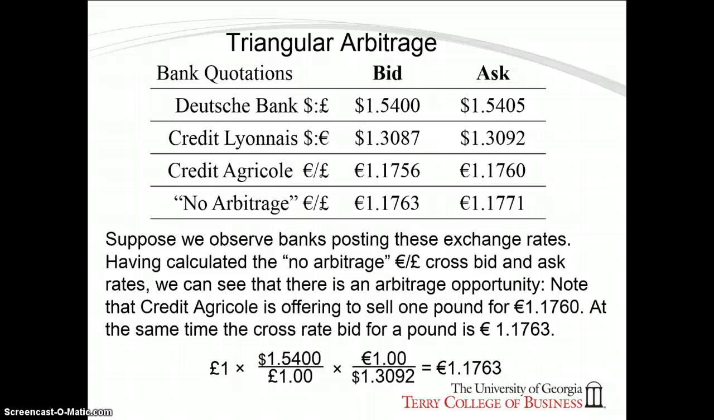If Crédit Agricole's direct rate equaled the cross rate, there would not be an arbitrage opportunity. Hence, the cross rate is equivalent to the no arbitrage rate. Note that the bid-ask spread for Crédit Agricole's direct rate is smaller than the spread for the no arbitrage cross rate. More importantly, note that Crédit Agricole is offering to sell 1 pound for 1.1760 euros. At the same time, the cross rate bid for a pound is 1.1763 euros. So how could a savvy trader exploit this fact?